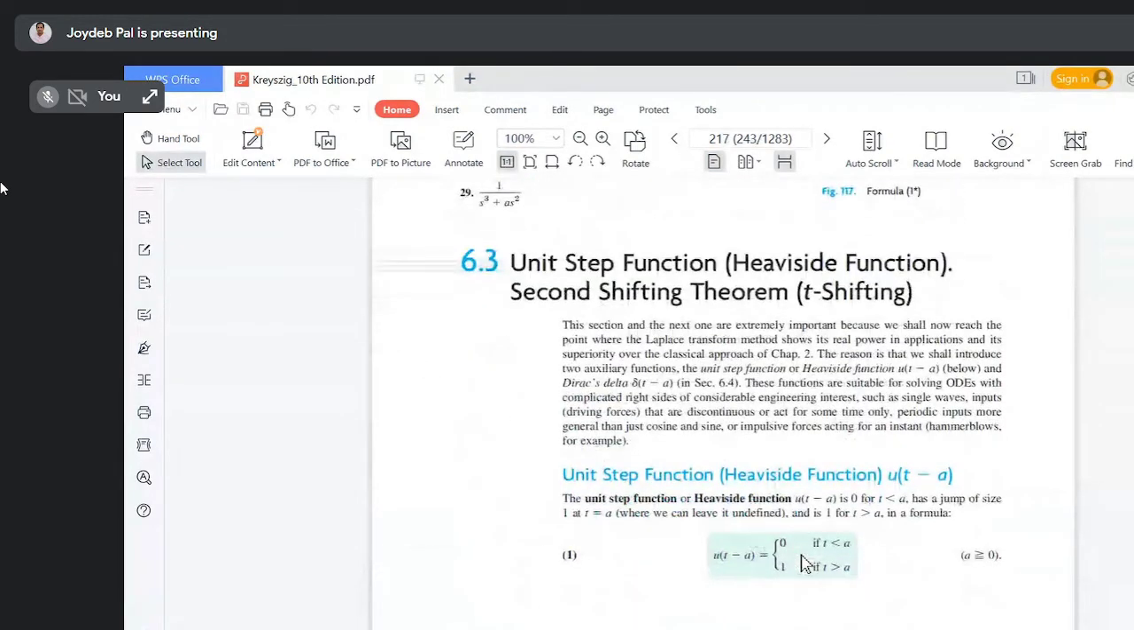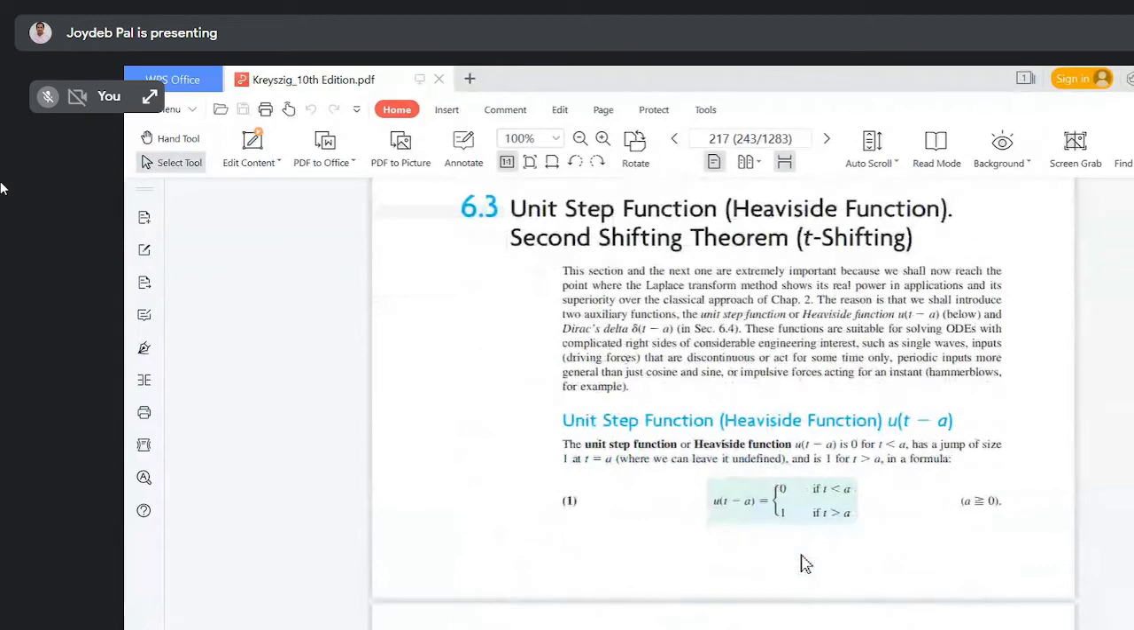Okay, now I am coming to 6.3. So here I'm going to introduce a popular function. It is actually popular, or it is heavily used in engineering problems. This function is the unit step function, or it is called the Heaviside function. You have heard about this function before, right?